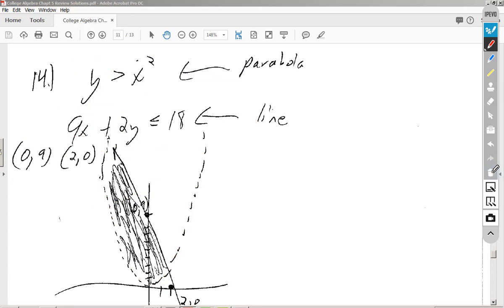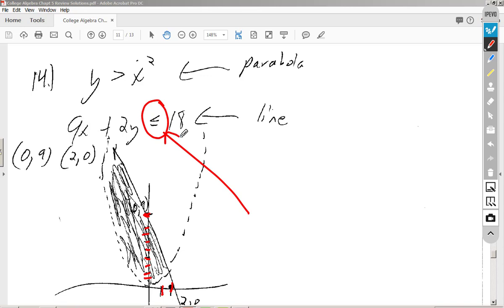And now my x-intercept, so make y be 0. Then I end up with 9x is equal to 18. When I divide both sides by 9, that's going to give me an answer of 2. So those are my two intercepts right there, (0, 9) and (2, 0). You'll notice I come up here to (0, 9), put my dot there. I come over here to (2, 0), put my dot there.